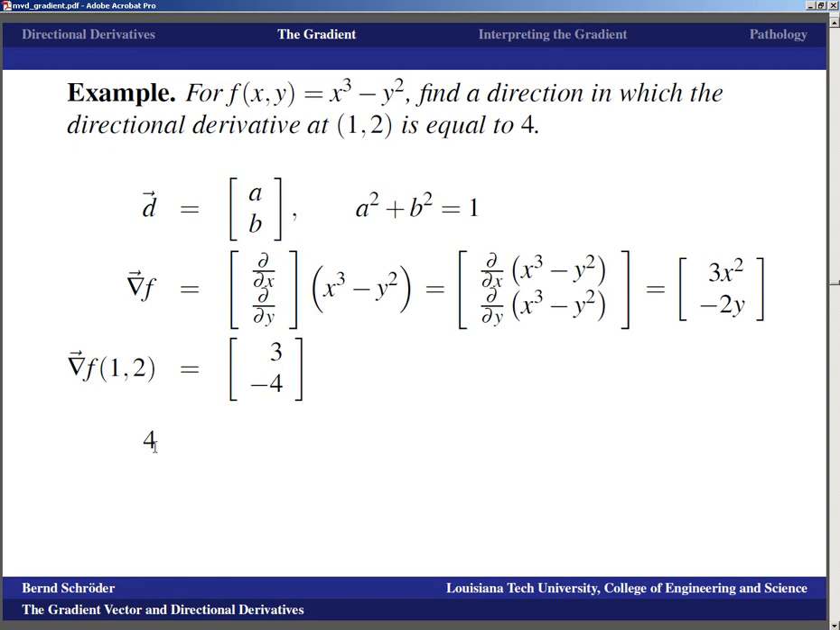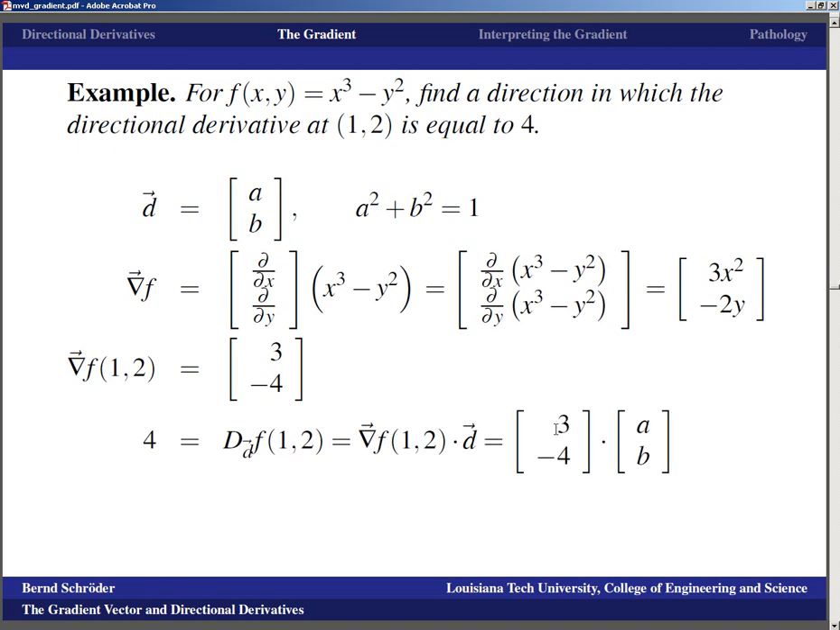And what we then want is that 4 is equal to the directional derivative at 1, 2, and that would be the gradient at 1, 2 dot d, and that's (3, negative 4) dot (a, b), which is d, and that gives us that 4 has to be equal to 3a minus 4b. And that means that if I now solve for b here, 4b is equal to 3a minus 4, and that means b is 3 quarters a minus 1.